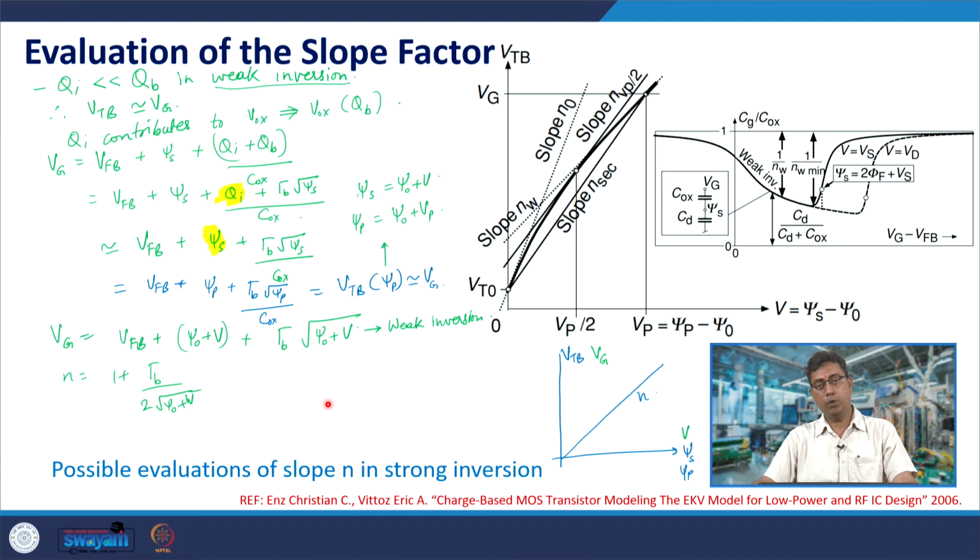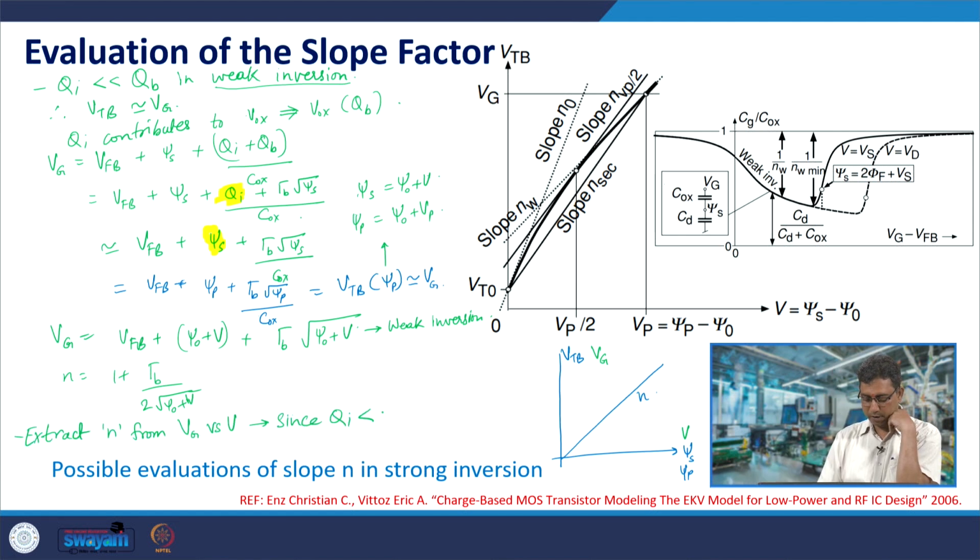This I would like to do for values of surface potential which are very close to pinch off, so that inversion charge density can be neglected compared to the depletion charge density, since Qi is much smaller than Qb in weak inversion.